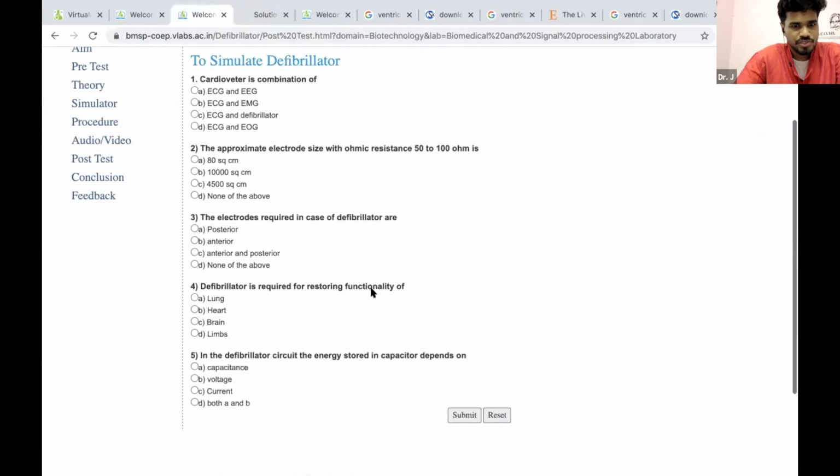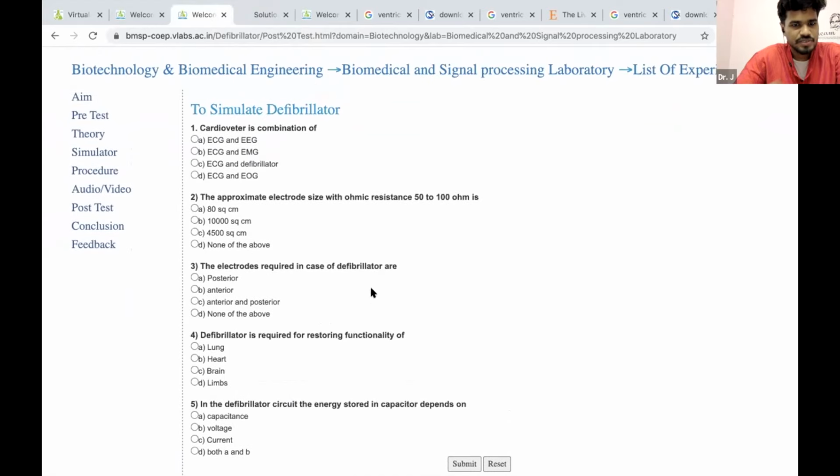Quickly, post-test questions. Let's at least, if there are good questions, quickly answer them. A cardioverter is a combination: you need both an ECG and a defibrillator, right? Approximate electrode size for ohmic resistance: 50 to 100 ohms. This question you can easily answer.